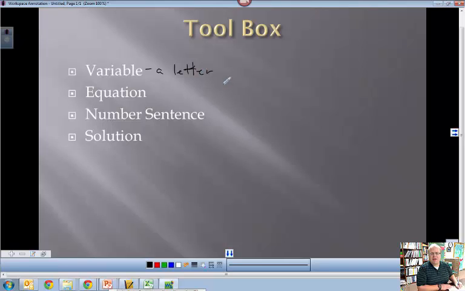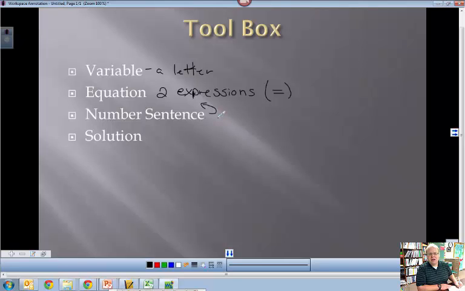Okay, it's a letter that represents a number. An equation is simply going to be two expressions. And it's really important that we know what the difference between an expression and an equation is. The biggest difference is that an equation is going to have an equal sign. Okay, it's going to equal something. It is a complete thought. A number sentence is simply an equation.